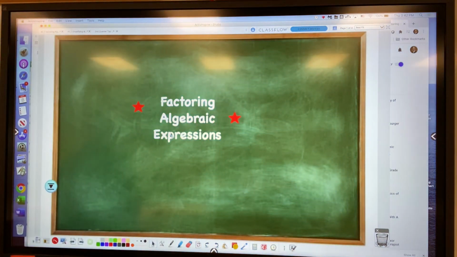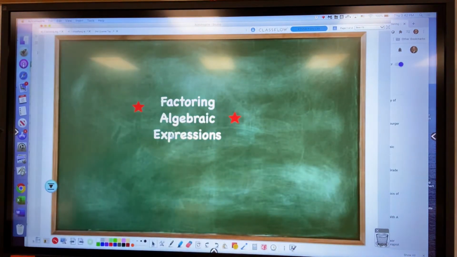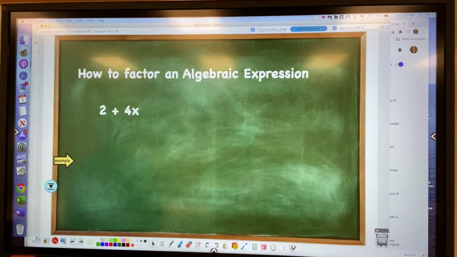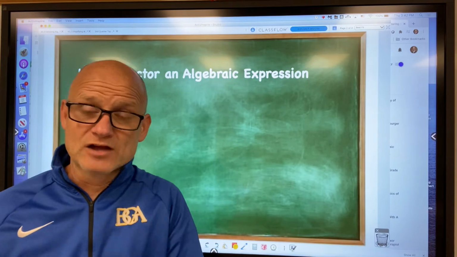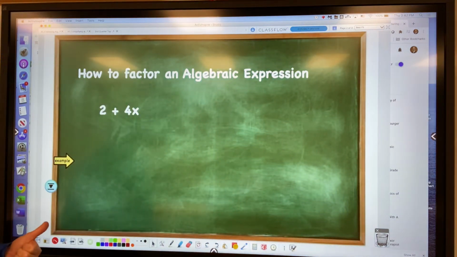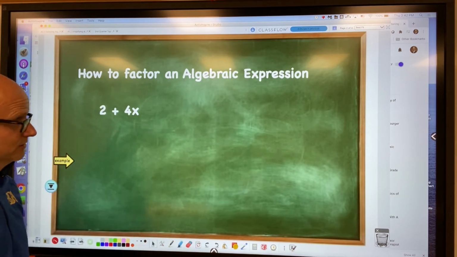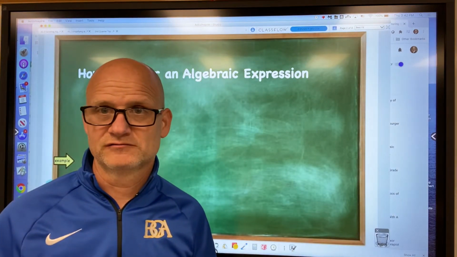Today's topic is factoring algebraic expressions. So get out your composition book. Let's take some notes. All right, factoring algebraic expressions. So we've talked about an expression. An expression, or an algebraic expression, has numbers, operations, and a variable, or multiple variables. So you can see this is an algebraic expression. What we're going to discuss is how to factor it, okay?